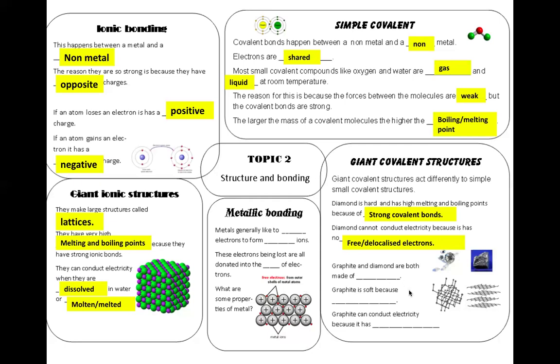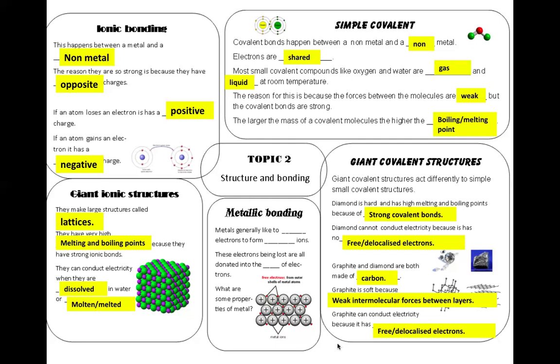Graphite and diamond are both made of carbon. So these are large, giant covalent structures made of carbon, and graphite is soft because it has layers, like sheets if you like, of carbon atoms covalently bonded together, and in between each flat layer you've got weak intermolecular forces. Remember that language, weak intermolecular forces, and that means that graphite ends up being soft. Graphite can also conduct electricity here because there are free or delocalized electrons that can move about between these layers.